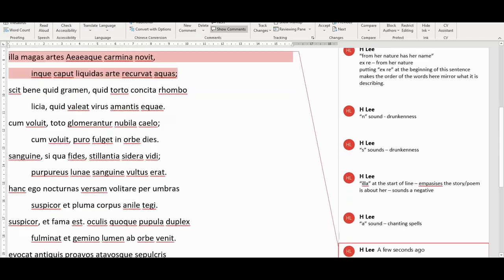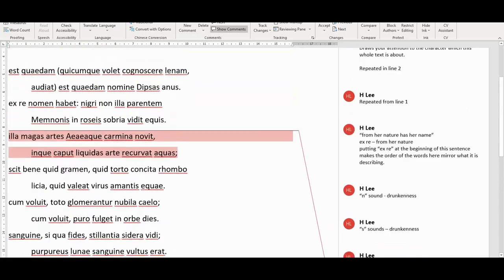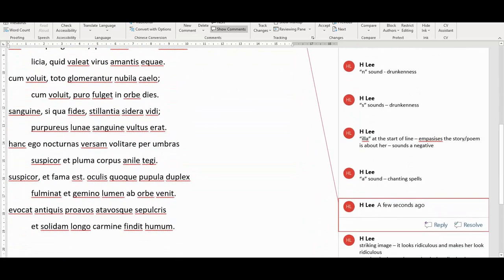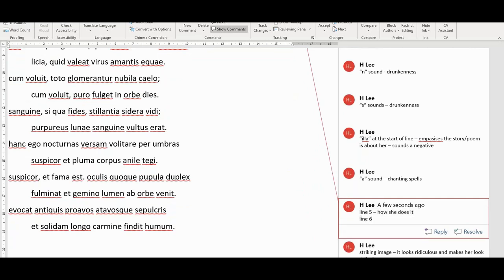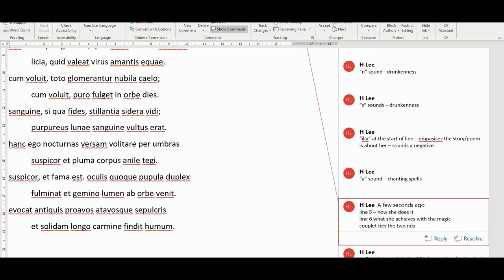All right, so what was it? Line 1, 2, 3, 4, 5. So line 5 is how she does it. Line 6, what she achieves with the magic. And so the couplet ties the two neatly.